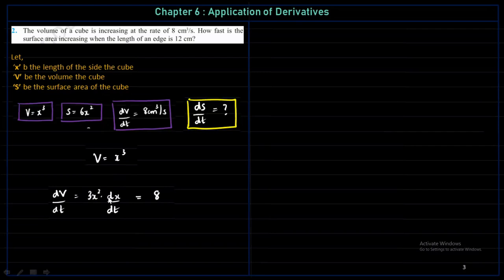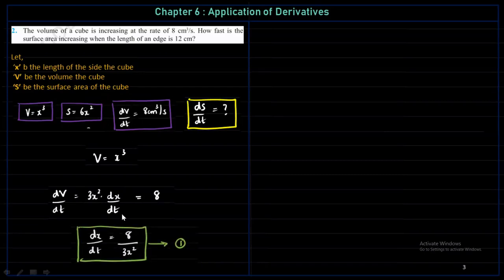Okay, I hope you are getting it. Now 3x raised to the power of 2 multiplied by dx by dt, what is going to be this particular value? This is going to be equal to 8 over here. It is already given to us, dV by dt, right? Now take this particular value dx over dt. What is dx over dt? If I transfer 3x squared to the other side, I'll be getting 8 divided by 3x raised to the power of 2, right? Now I can take this as equation number 1 and I can put a box around it.